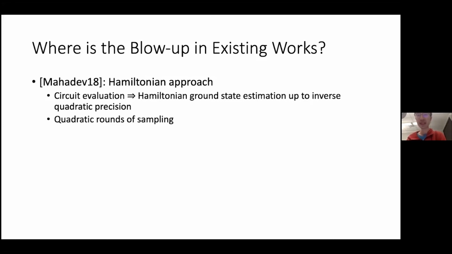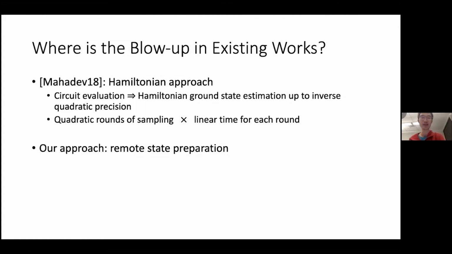estimation precision is required to be inverse quadratic in the circuit size. And that means to run this protocol, to estimate the ground state energy, the client needs to collect a quadratic number of samples. And each such collection requires linear time for the server to prepare the ground state. So it's cubic time in total. In this work, we take a completely different approach, which is to construct a remote state preparation protocol as an intermediate step.